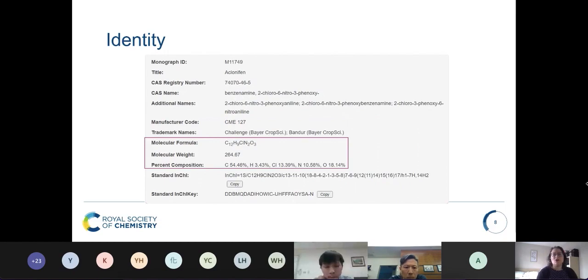We also have what we consider our standard chemical identifiers: molecular formula, molecular weight, composition, and we will also calculate the standard InChI and InChIKey in case anyone needs to do some computational work with these structures.